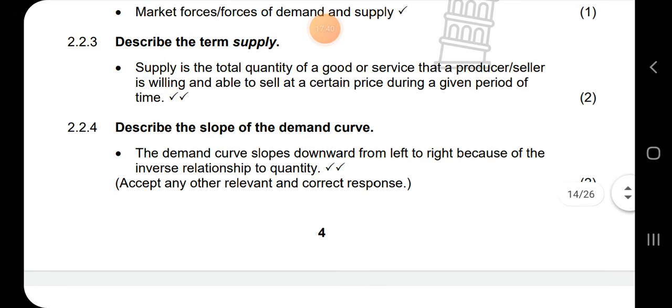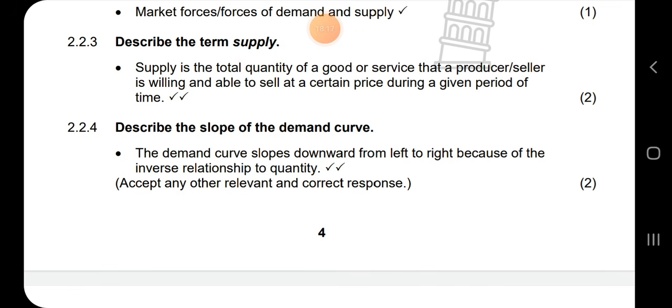And then they will say, describe the term supply. You need to give one full sentence. Let's look at this response. Supply is the total quantity of a good or service that a producer or seller is willing and able to sell. That is half. But when you say at a certain price during a given period of time, you have completed this sentence, you have earned 2 marks. So learn to answer in full.